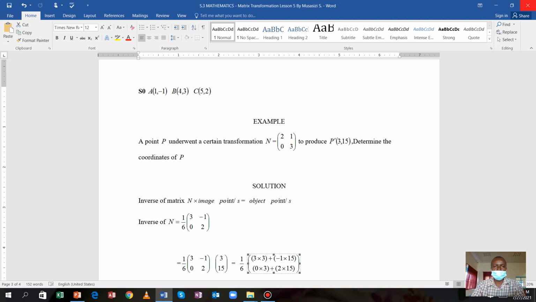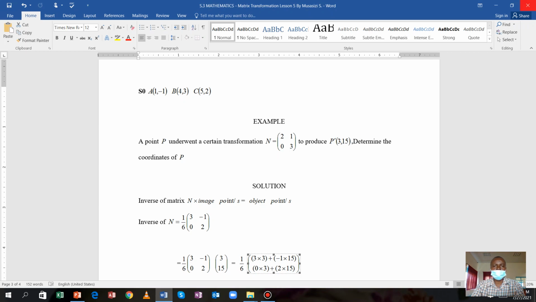So how do I get the inverse? What's the determinant of the matrix N? Of course, you say product of the leading diagonal, which is 3 times 2, minus the product of the minor, 0 times 1 is 0. So 6 minus 0, you end up with 6. But remember, inverse is 1 over determinant times the adjoint matrix. Sometimes they call it adjunct. What's the adjoint matrix for this matrix N?